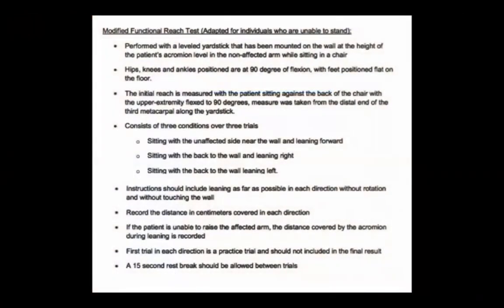These are the instructions for the modified functional reach test. The modified functional reach test is used for those who are unable to stand and is performed while sitting in a chair. It includes 3 separate reaches, one central or forward reach, a right lateral reach, and a left lateral reach. If the client is unable to raise one of their arms, the distance covered by the acromion when leaning forward will be the recorded measurement.